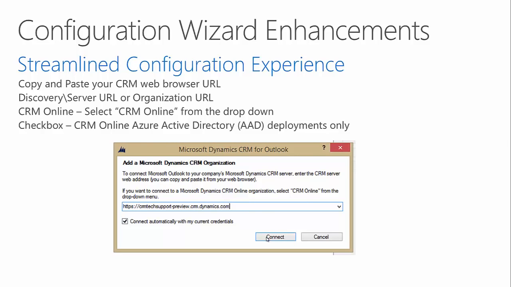There will also be a checkbox available for CRM Online orgs where it says connect automatically with my current credentials. That'll be checked by default. This is only if you're using the CRM Online Azure Active Directory or AAD deployments. This will allow you to log in as a different user if you needed that functionality to be able to do that.